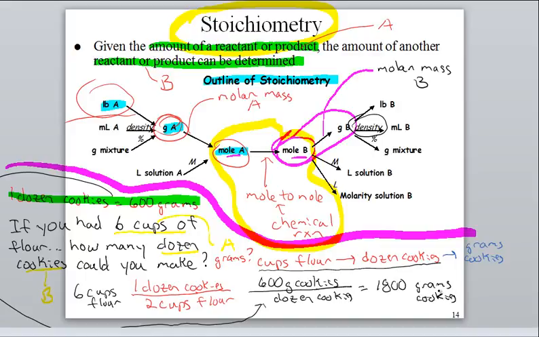So the dozen to 2 cups, that's like the mole to mole relationship. The 1 dozen cookies per 600 grams, that's like molar mass. So if you can do this, and some of you may have been able to do this in your head, you can do any chemistry stoichiometry problem that we're going to give to you. You just got to get used to those units.